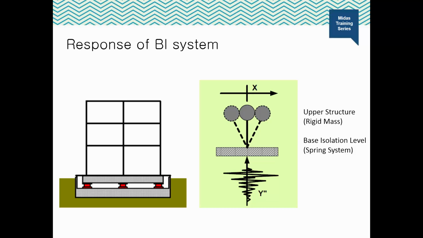Now let us understand the base isolated system from the point of view of analysis. How does a base isolated system behave for the analysis? If we try to simplify the structure, then it will be something like shown above. Base isolator can be represented as a spring, and the superstructure can be represented as a rigid mass. So here we have a superstructure which we are representing using the rigid mass, and at the base isolation level, the system can be represented using a spring.